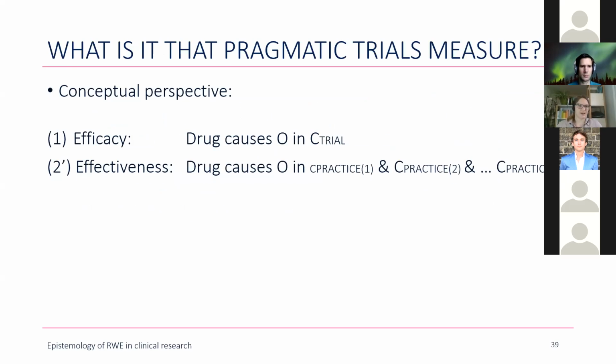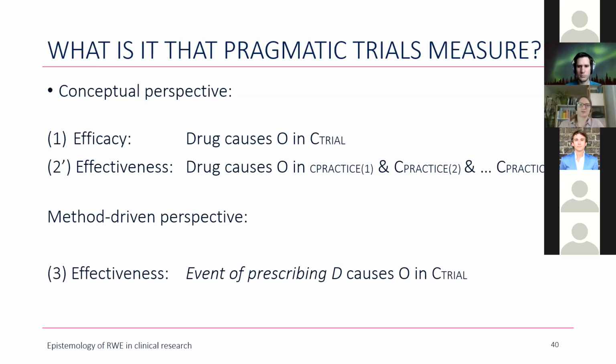So if we look at this short analysis before that I proposed, where we had efficacy and effectiveness as two times the drug that causes some outcome in either a small scope or a wider scope of background conditions, I suggest that the method-driven perspective would suggest such an analysis where effectiveness is in fact the event of prescribing the drug that causes the outcome, again in a context which is here relative to the clinical trial context, although here the clinical trial was a pragmatic trial.